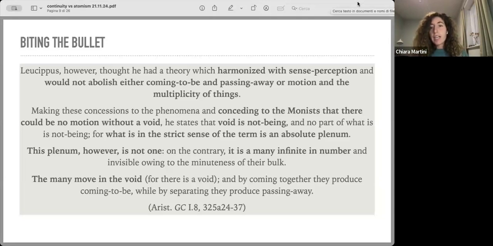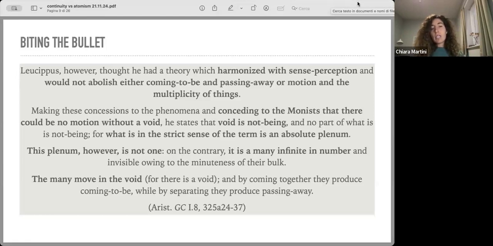Making these concessions to the phenomena and conceding to the monist, that is Parmenides and Zeno and Melissus, that there could be no motion without a void, it states that void is non-being, and no part is what is not being. For what is, in the strict sense of the term, is an absolute plenum. This plenum, however, is not one. On the contrary, it is a many infinite in number and invisible, owing to the minuteness of their bulk. The many move in the void, for there is a void, and by coming together, they produce coming to be, while by separating, they produce passing away.